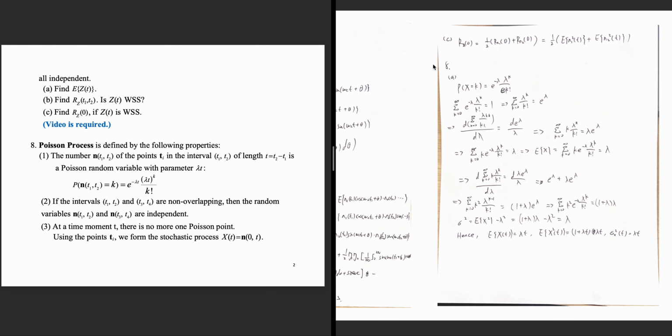Okay, let's move to the last sub question, C. C asks us to find RZ(0) to prove whether Z(t) is WSS, and we can calculate RZ(0), which is equal to 0.5 times the sum of these two items, and then we can get these two things, and then we get that Z(t) is WSS.